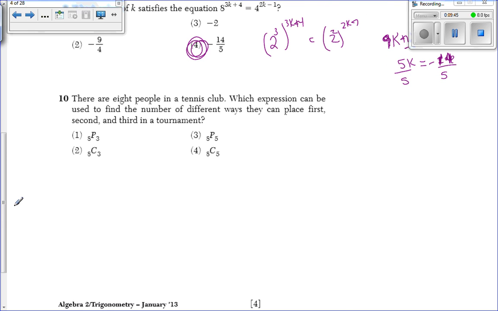4. For number 10, there are 8 people in the tennis club. Which expression can be used to find the number of different ways they can place first, second, and third in a tournament? Well, if order matters, combinations are out. Permutations are it. I have 3 places, so I have 8 of them, and I'm picking 3. So 8P3.